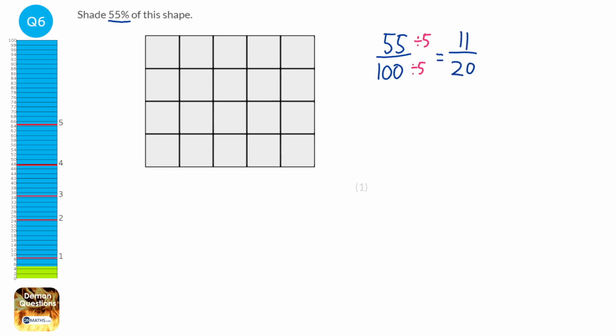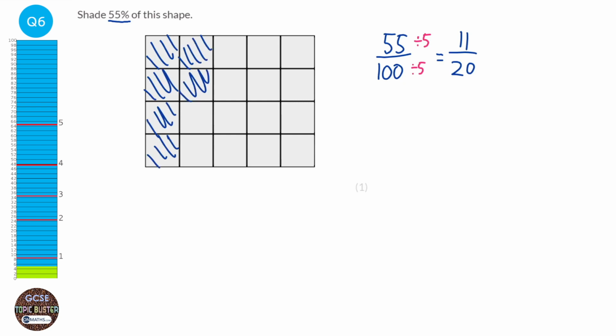Now in total there are 20 squares here, because there's 5 across and 4 down. 5 times 4 is 20. And if there's 20 squares and we're looking to shade in 11/20ths, it's just going to be 11 squares. So 1, 2, 3, 4, 5, 6, 7, 8, 9, 10, 11.